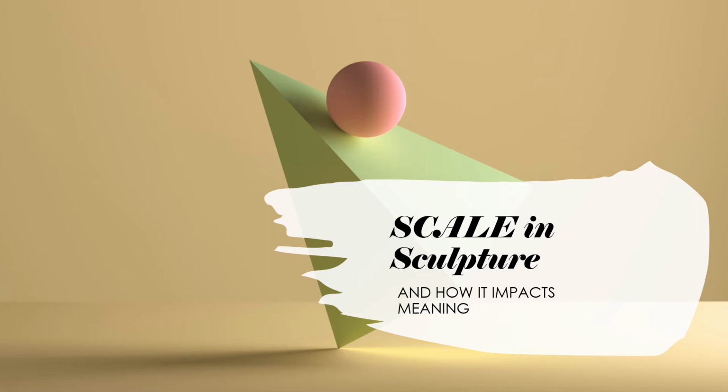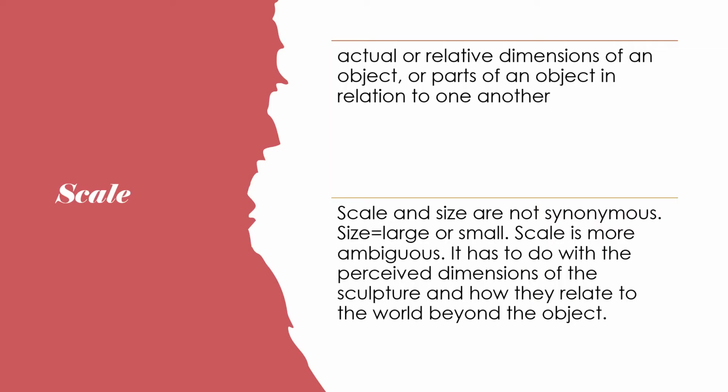how that impacts the meaning that it gives off to the viewer. So scale, to define it, is the actual or relative dimensions of an object or parts of an object in relationship to each other. What does that mean? So it's not just size and scale, like it's 3 inches tall. It's more than that. It's how those dimensions relate to each other.